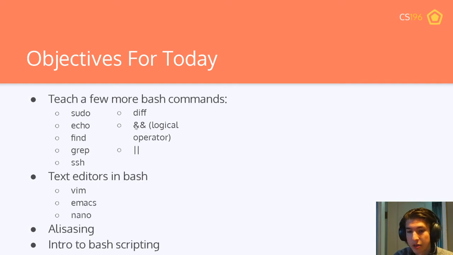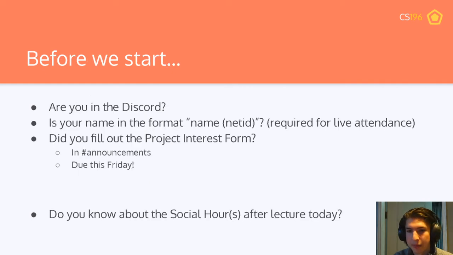For text editors in Bash, I'll teach you about Vim and Emacs and Nano and the difference between them, how to use them. We'll talk a little bit about aliasing in Bash, and then that'll lead us into Bash scripting. We'll talk some more about Bash scripting and things you can do in Bash scripts and how to use them effectively much later in this semester when we're talking about virtual environments in Python, because that actually connects very nicely, but that won't be until many weeks from now. Actually, not too many, probably like 3 weeks from now.